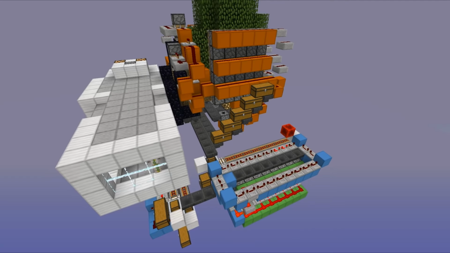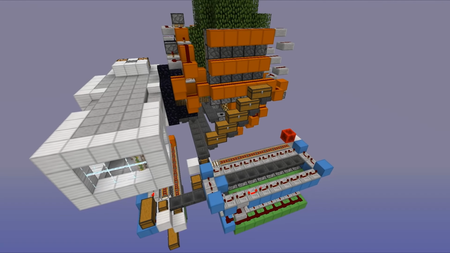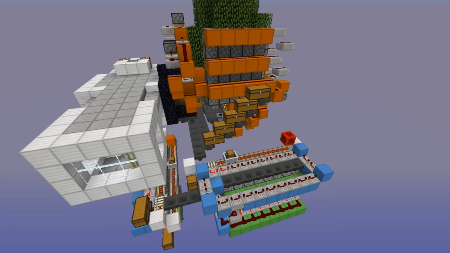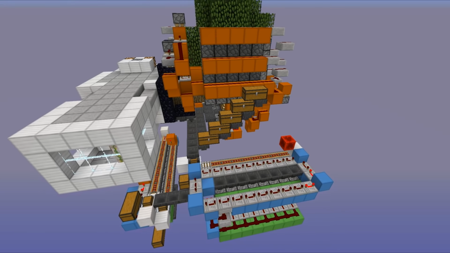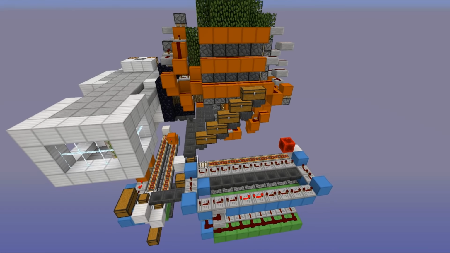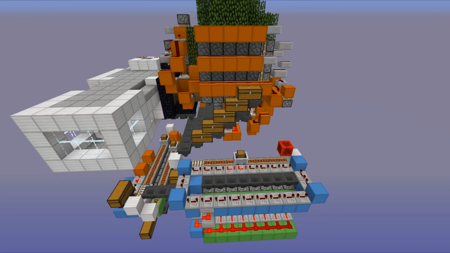Now one thing that I want to say before we end this video is that the wither breaker and also the tree farm weren't actually designed by myself. They are by a guy who goes by the name of Daniel Coates, who is a fantastic YouTuber and is extremely good at the technical elements of Minecraft. So if you're into that sort of thing, then I would highly suggest checking him out.